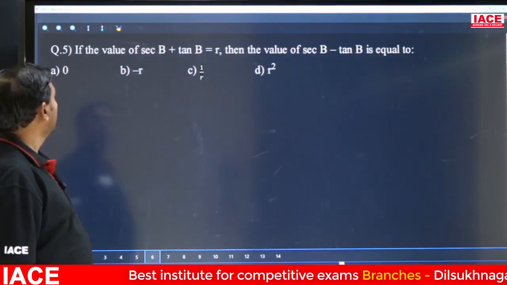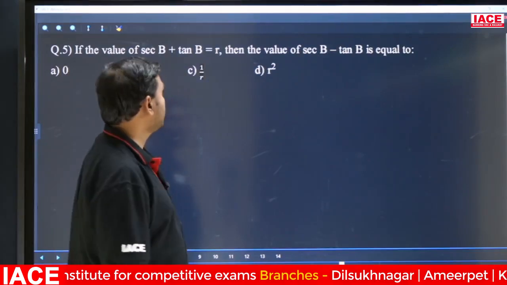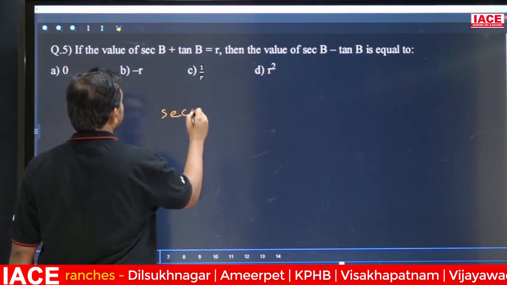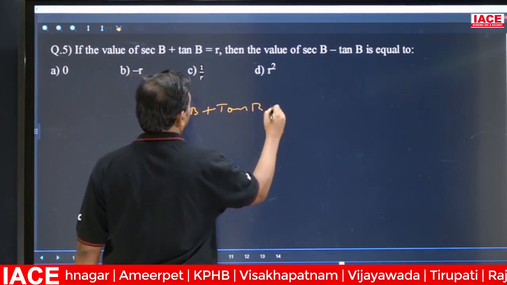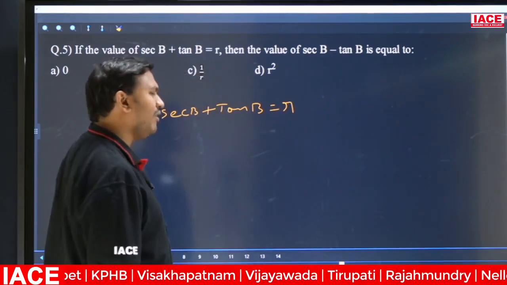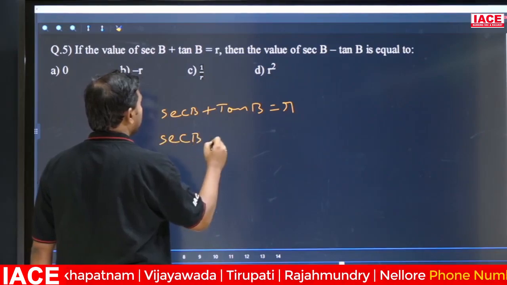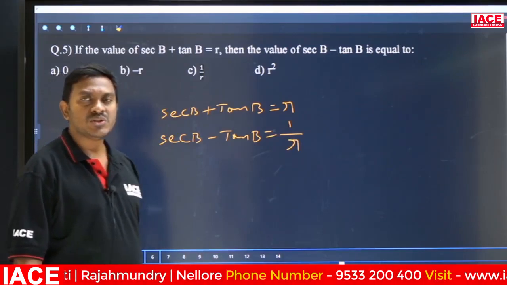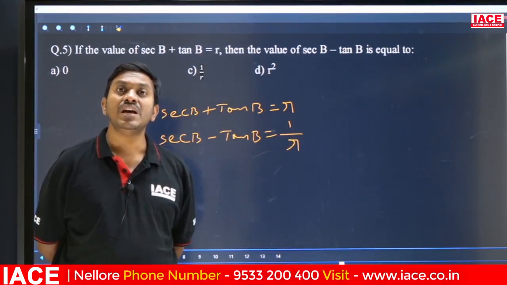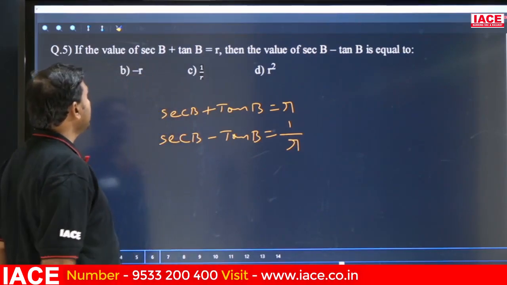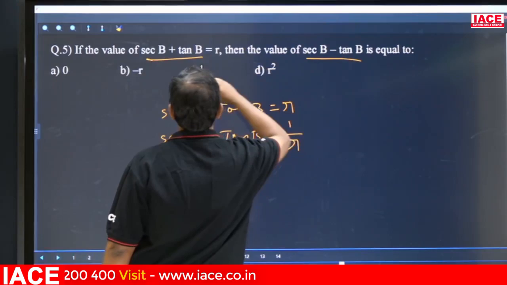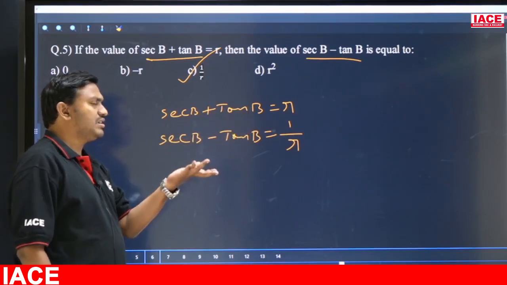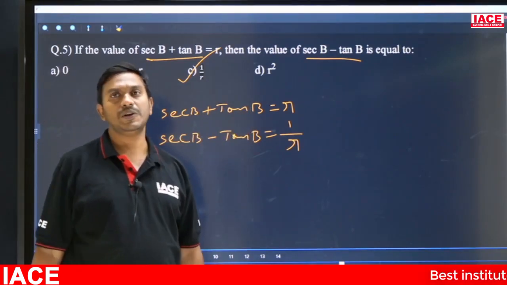Right. Then question number 5. Again a trigonometry question. Secant B plus tan B equal to R. Then what is the value of secant B minus tan B? Secant A plus tan A and secant A minus tan A are always reciprocal to each other. So if secant A plus tan A is R, then secant A minus tan A is how much? 1 by R. So option C is the right answer. Direct question. Okay. Right.